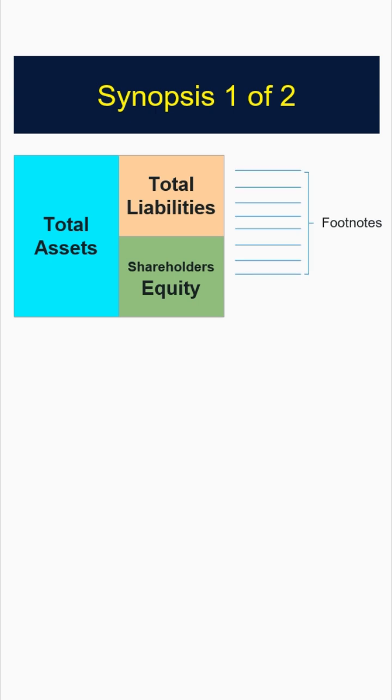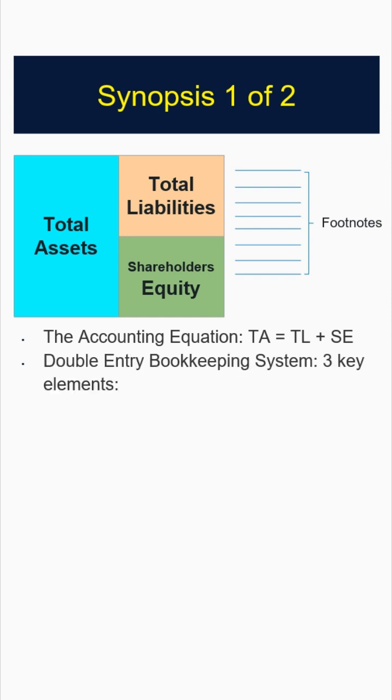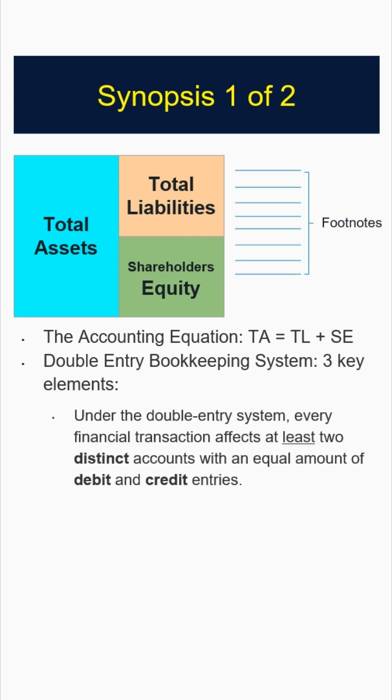Now, like income statement, balance sheet will also have footnotes, which we all must read very meticulously to make sense of every entry in the sub-accounts of a balance sheet. This is a very important universal accounting equation which states that total assets of a business will be equal to the total liabilities plus shareholders' equity. Accounting of balance sheet follows double entry bookkeeping system, and that has three key elements.